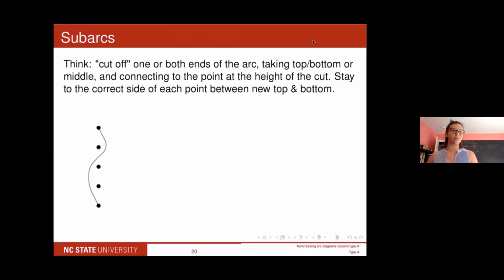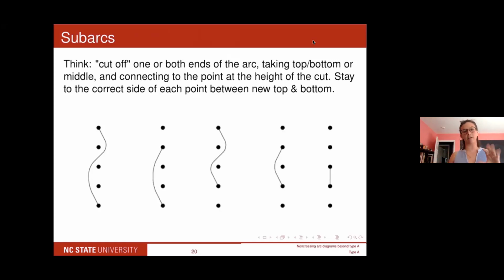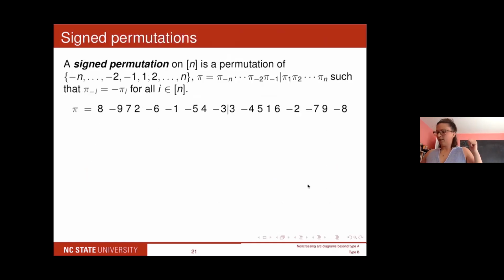Words are interesting, but pictures are better. Here's an arc from 1 to 5. It goes left of 2 and 3 and right of 4. Here are 4 valid subarcs of this arc. They're not all of them, they're 4 of them. So we could cut our original arc at 4 and take the bottom, and this would be a valid arc. We could cut our original arc at 2 and take the top. This is a valid subarc. We could cut at 4 and at 2, and we would take the middle. Or we could cut at 2 and 3, and we would take the middle, which would just be the single arc from 2 to 3. Is everyone with the idea of subarcs? Cool. All right.